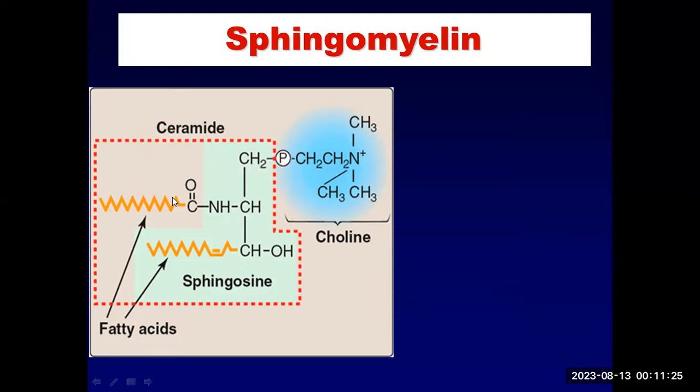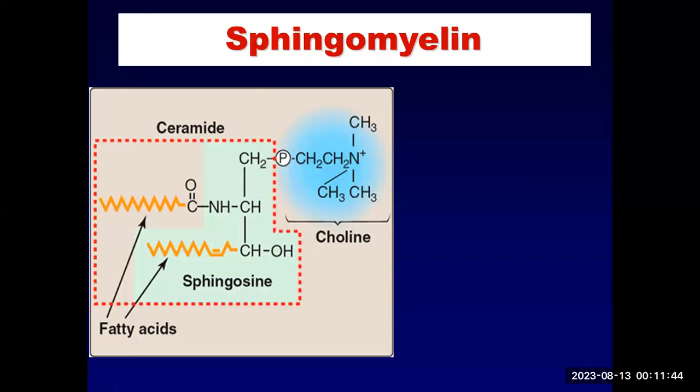Now, sphingosine plus fatty acid. Sphingosine plus fatty acid like this, you can see right here, one fatty acid, two fatty acid attached to the sphingosine. Then this is known as the ceramide. So ceramide is the parent compound of all the sphingophospholipids.